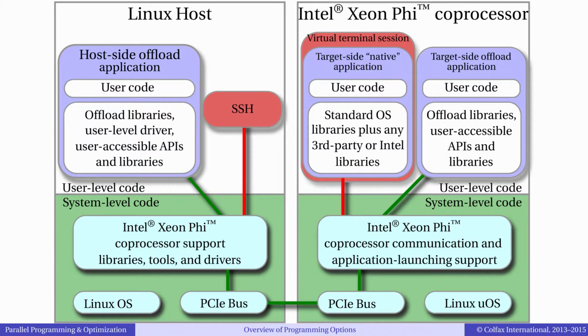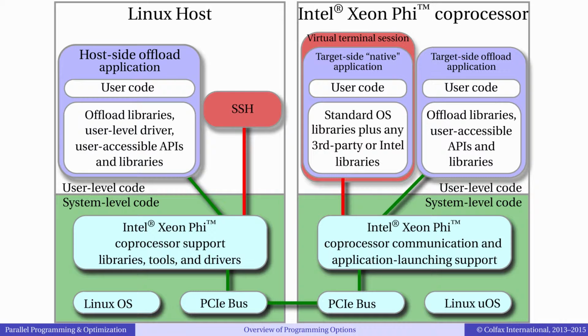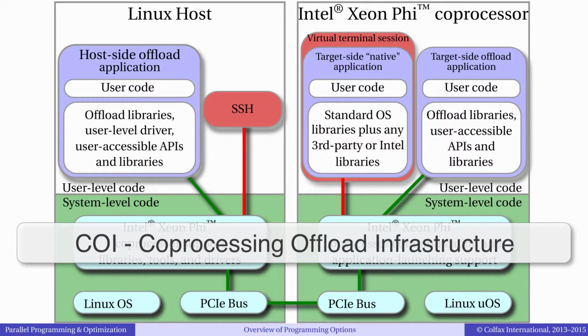The driver that enables this communication is called SCIF, the Symmetric Communication Interface. Typically, programmers do not use SCIF directly, but rely on a compiler-provided API. The compiler instruments operations with a higher-level communication library called COI, C-O-I, which stands for Coprocessing Offload Infrastructure.